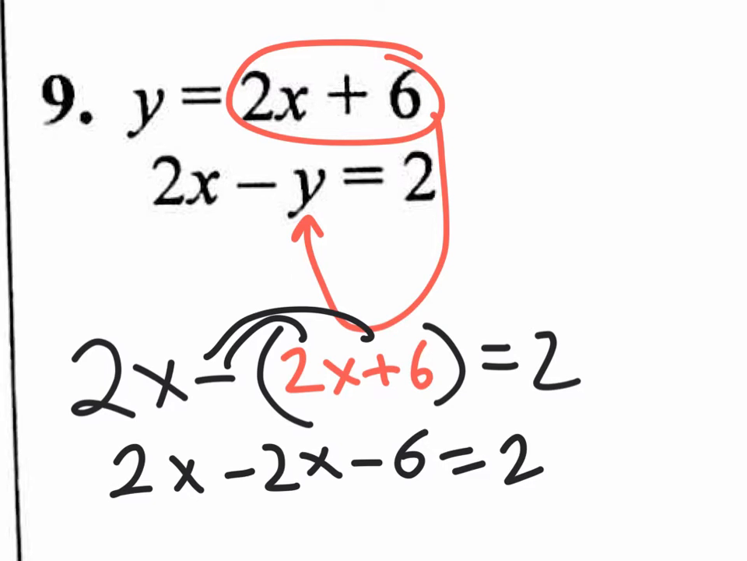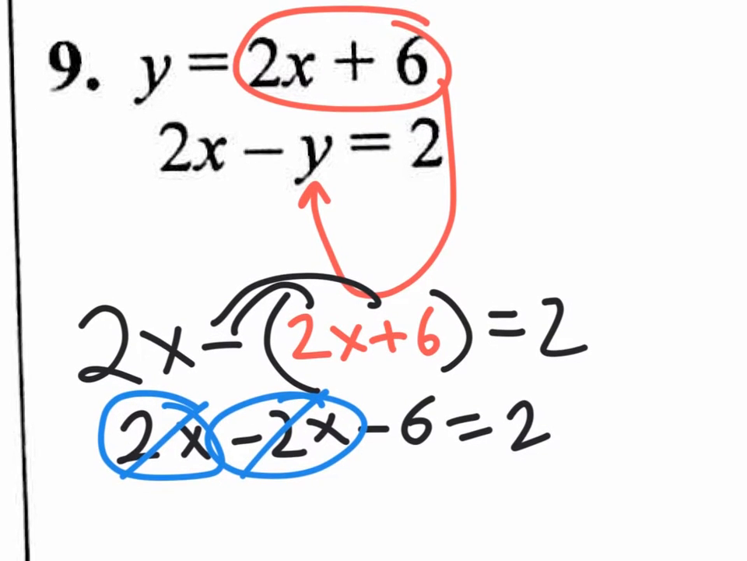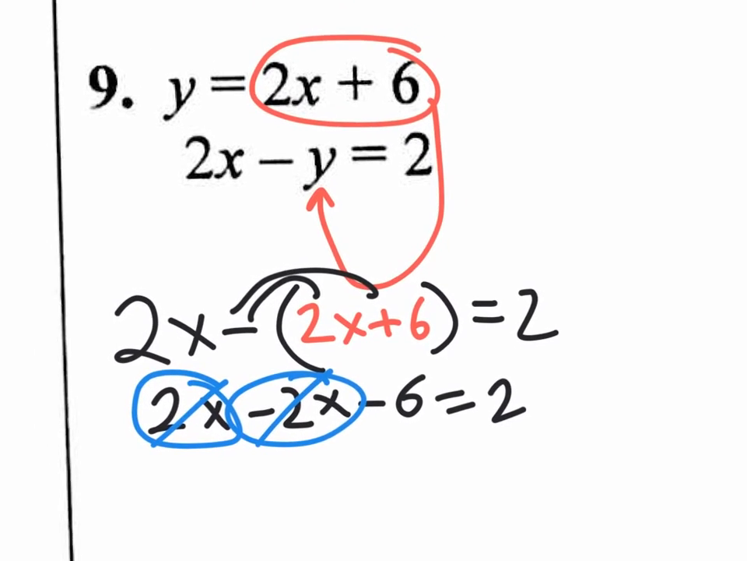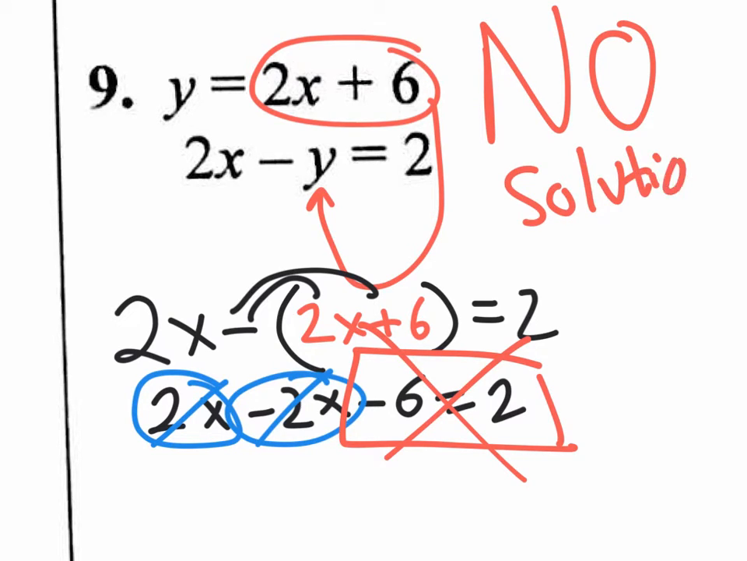No more parentheses, but now you could combine the positive 2x with the negative 2x. Something weird happens, they cancel out. So you end up with negative 6 equals 2, which means that that's impossible. Negative 6 can never equal 2. So what do we say? No solution. No solution is the answer to number 9.